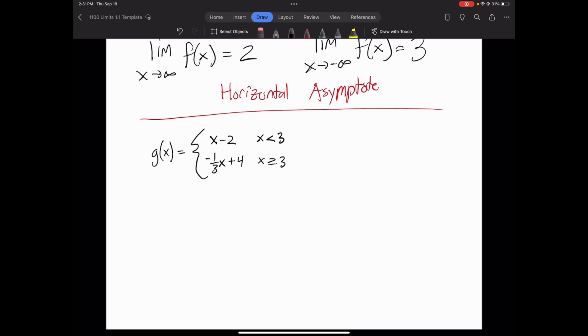And why would a limit be helpful here? If I look closely, the two rules that I'm working with are relatively simple. They're both just linear functions.